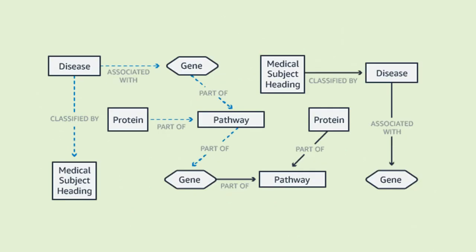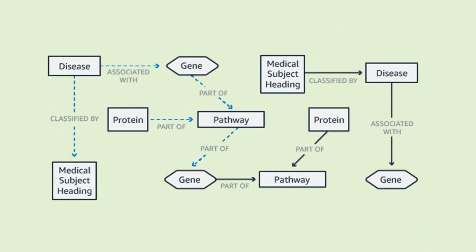Here we have another use case for a graph database in disease and medical treatment. We may have different scenarios here. We have a node called disease, which is associated with another node called gene. Gene is a part of a pathway, and pathway is a part of gene, and so on.